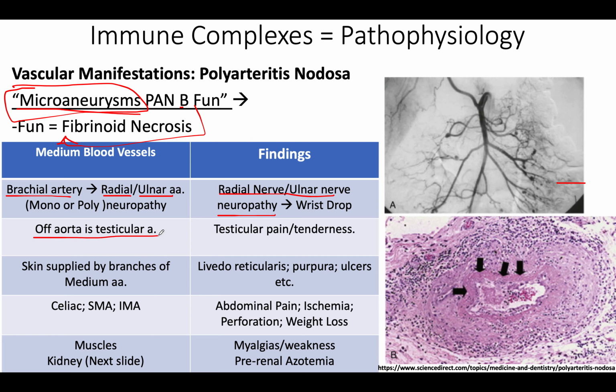And we're going back to GI renal here, okay? Remember off the aorta, there was this testicular artery, right? And that was very interesting. It came off the aorta, and it's a medium-sized blood vessel, right? Because it's coming off a large blood vessel, becoming a medium blood vessel, and that is the testicular artery.